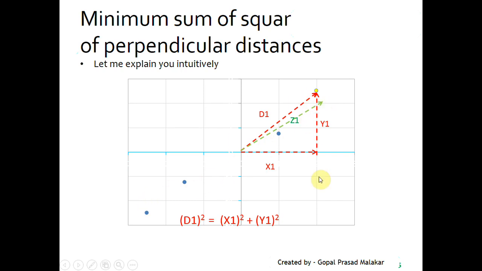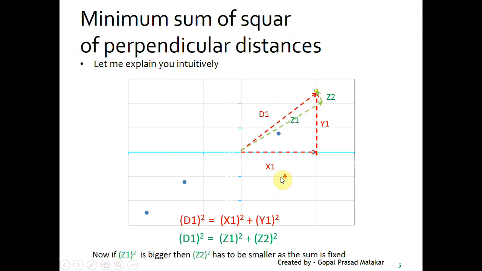Now if you take a look, z1 square plus z2 square again makes a triangle, and by the Pythagoras theorem, z1 square plus z2 square has to be equal to d1 square. Obviously, if z1 square is bigger, then z2 square has to be smaller. Why? Because the sum is fixed, right? So if the variance is too much in the direction of z1, which means the distance from the center is huge, then obviously the perpendicular distance has to be smaller.